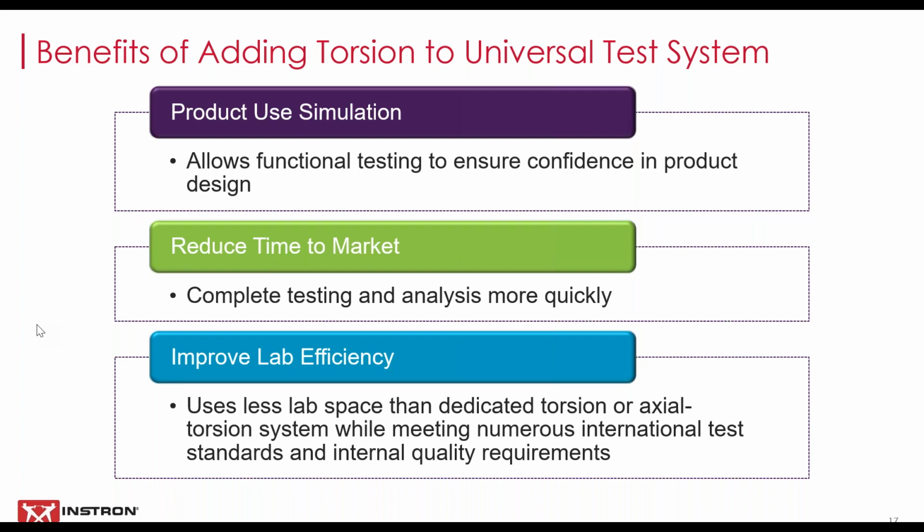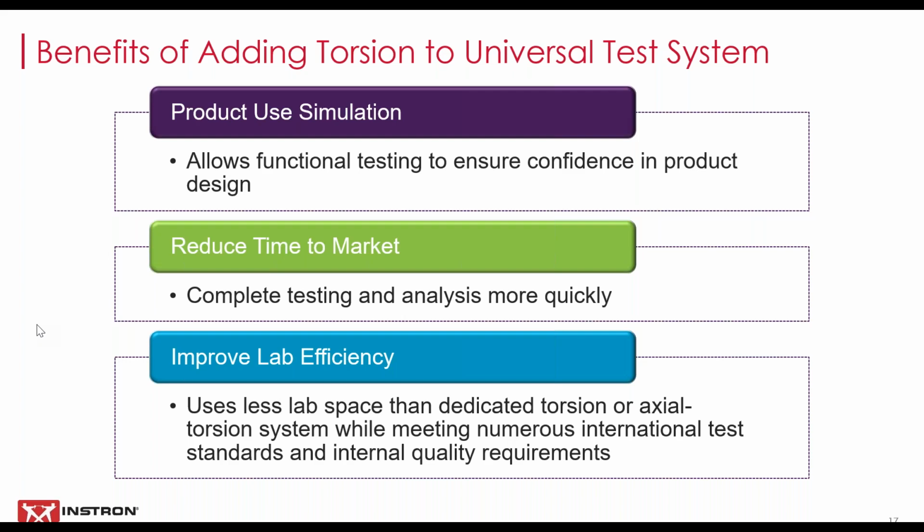And this is also great because the user doesn't have to pull together data from multiple systems and then try to correlate that data. Blue Hill Universal has fully integrated torsion control. It has torsion calculations. So there's really minimal additional training needed for operators to run axial torsion tests.